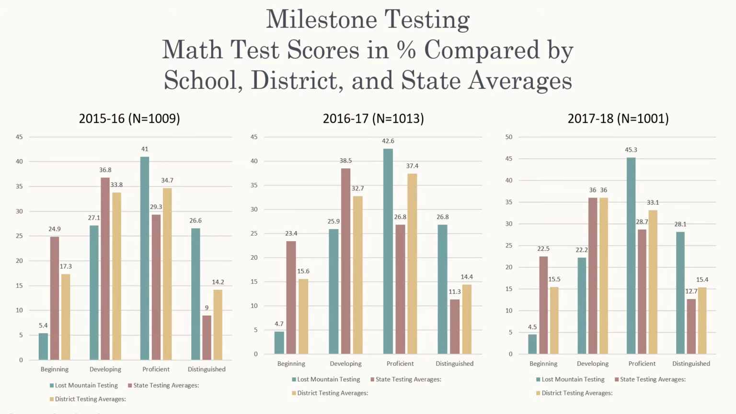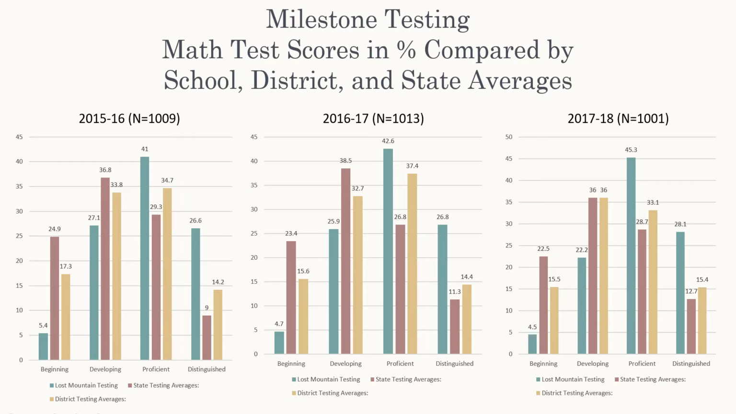When I first looked at this, I was like, oh my God, the state and the district are outdoing us. But then I realized I definitely want us to have lower numbers in the beginning and developing, not greater numbers, and have much higher numbers in the proficient and the distinguished. So it was a little bit tricky when you first looked at this, but I want you to really pay attention to the fact that having a 5.4% versus having a 24.9% is fantastic for our school. So we definitely outperform our neighbors in our state on those levels.